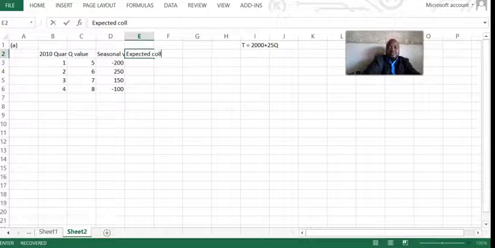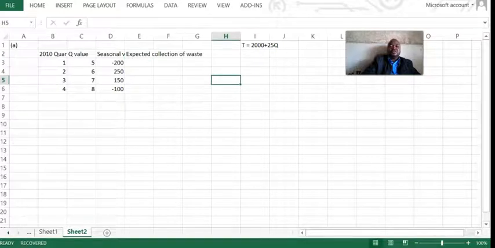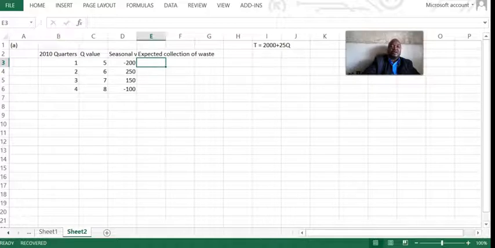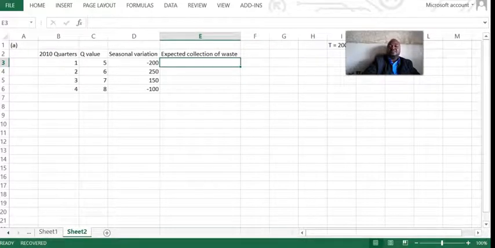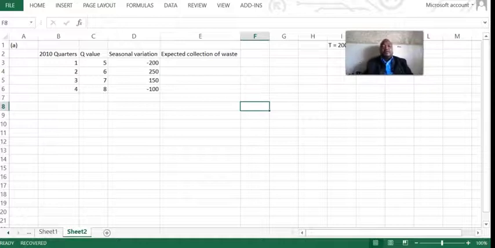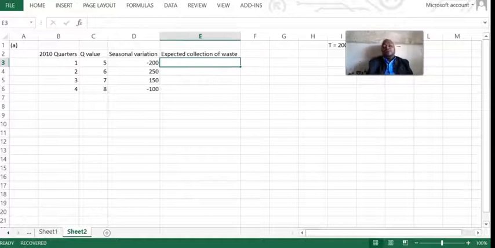Alright, and then we have the expected collection of waste. Remember, you can just double click these lines to widen your cells. Okay, like this. All right. Now what figure do you think should appear on the expected collection of waste there?